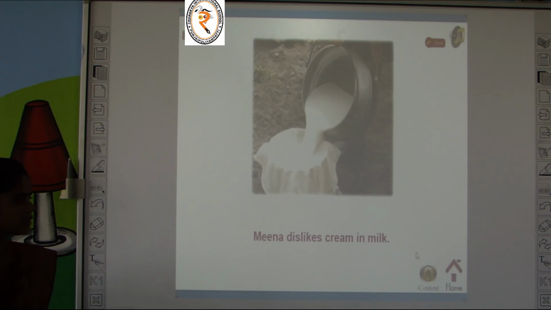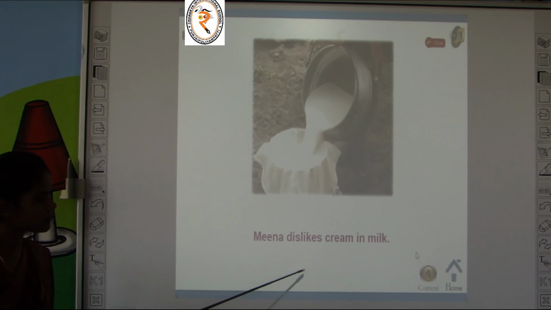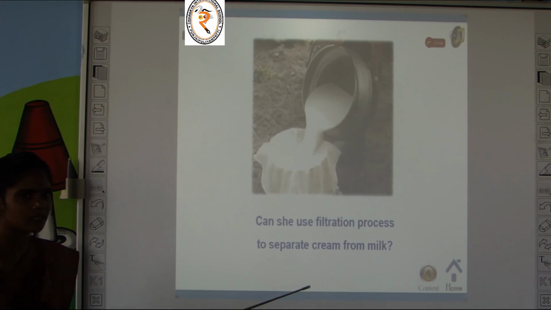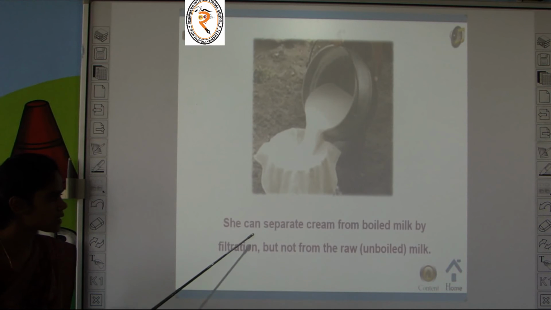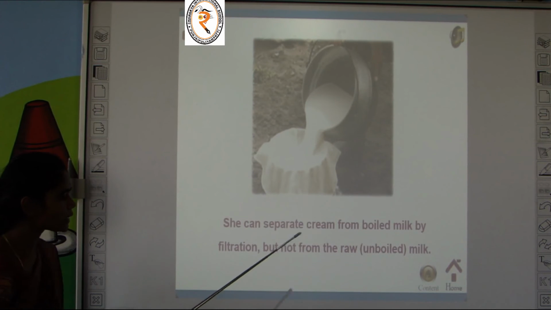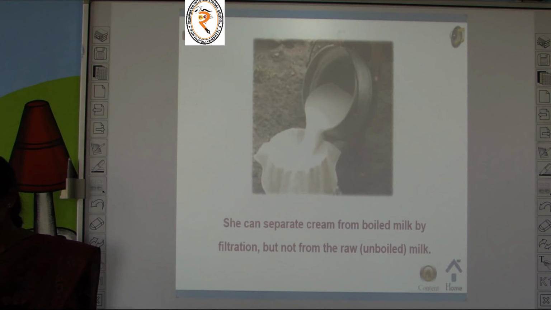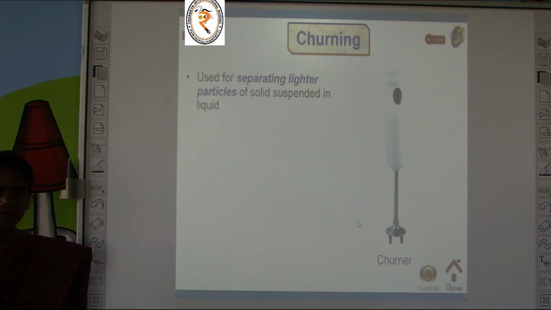See, look at the picture. Nina dislikes cream in milk. Can she use the filtration process to separate cream from milk? She can separate cream from boiled milk by filtration, but not from raw milk. Okay. So what method can she use to separate the cream from milk? She can use the churning method. She can use the filtration method, but it is only possible for boiled milk. Okay, so which method can she use to separate the cream from milk?